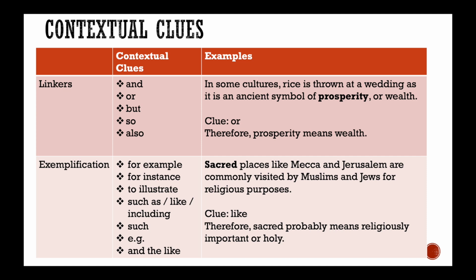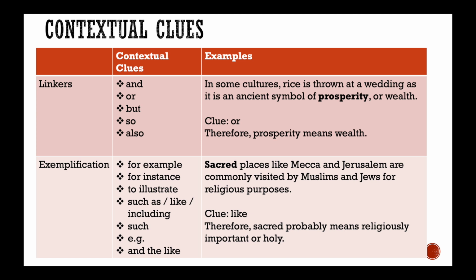Using linkers is another way to guess vocabulary in a text. There are many linkers with different meanings and structures, but some common ones are and, or, but, so, and also. Let's read the example sentence here. In some cultures, rice is thrown at a wedding as it is an ancient symbol of prosperity or wealth. Our clue here is or, and in this sentence, the synonym of the word is given with the linker or. So we understand that prosperity means wealth.